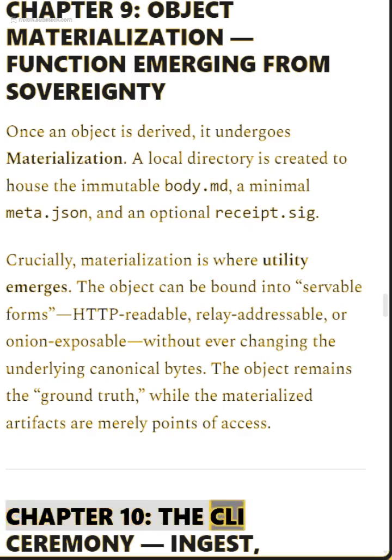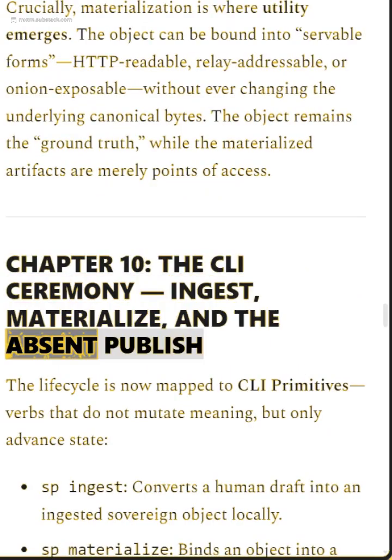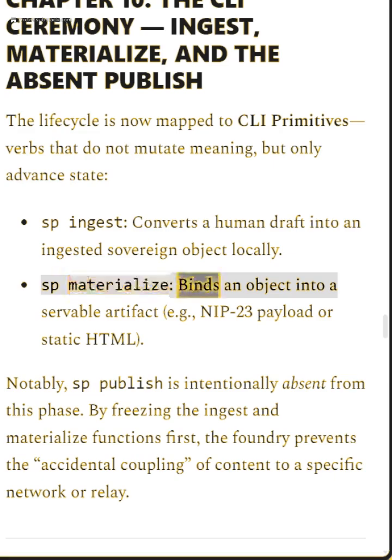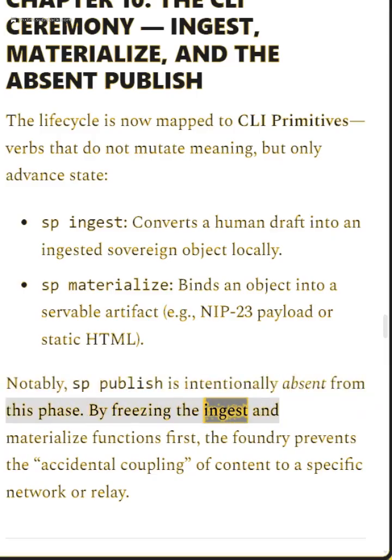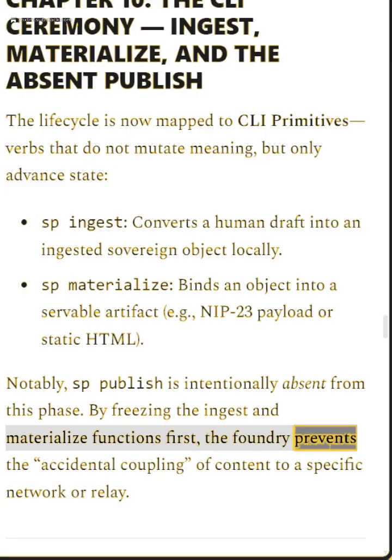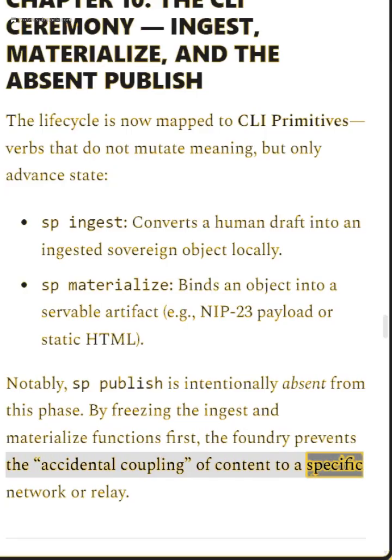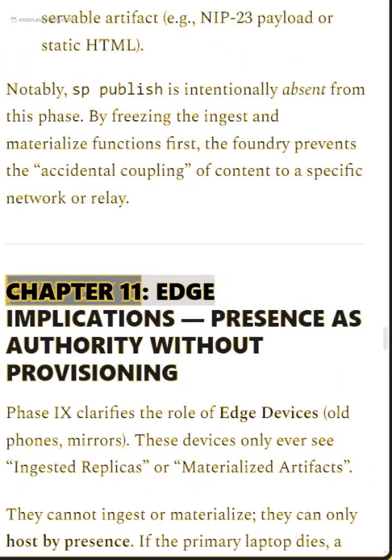Chapter 10. The CLI Ceremony, Ingest, Materialize, and the Absent Publish. The lifecycle is now mapped to CLI primitives, verbs that do not mutate meaning, but only advance state. SP ingest converts a human draft into an ingested sovereign object locally. SP materialize binds an object into a servable artifact, e.g., NIP-23 payload, or static HTML. Notably, SP publish is intentionally absent from this phase. By freezing the ingest and materialize functions first, the Foundry prevents the accidental coupling of content to a specific network or relay.